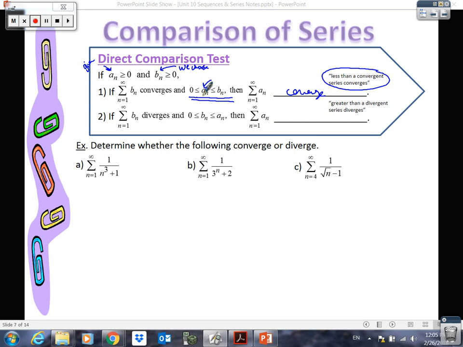If this is wrong, and the inequality is the other way, where b sub n is less than a sub n, then the test fails. It doesn't mean anything else except it fails, and you're going to have to try something else.